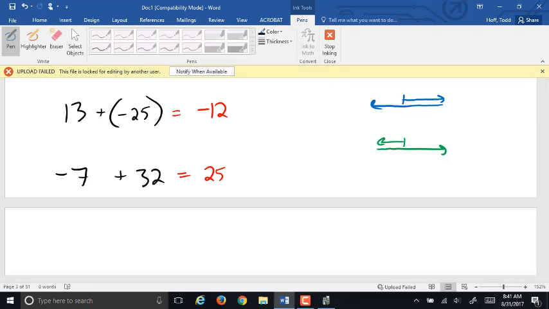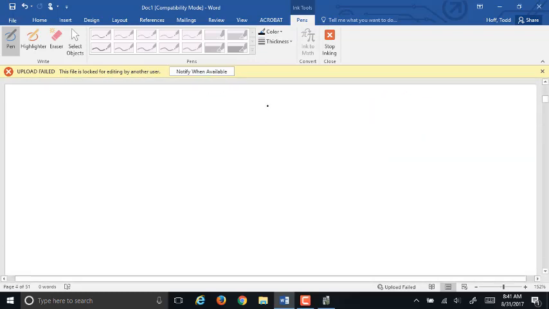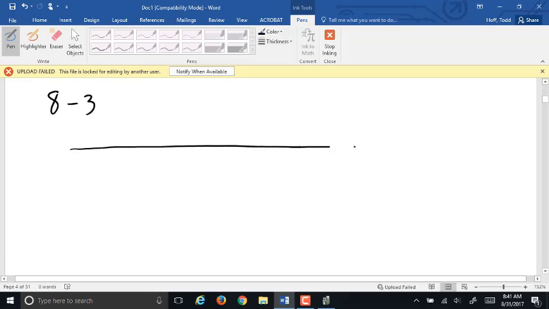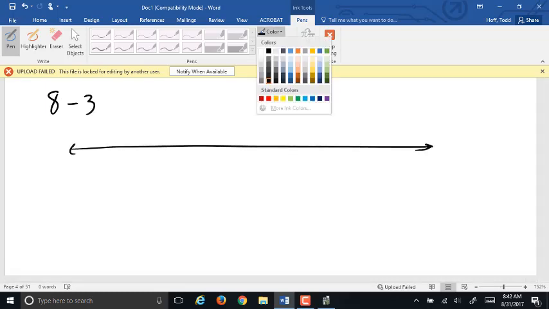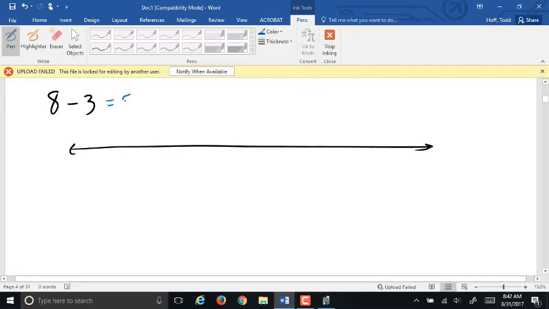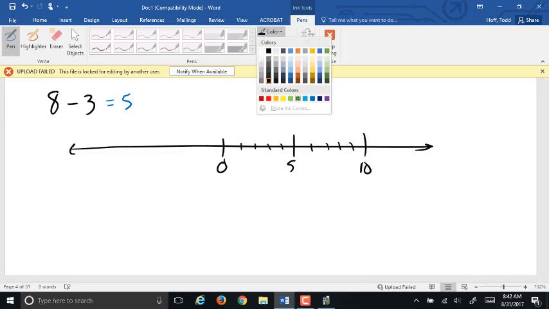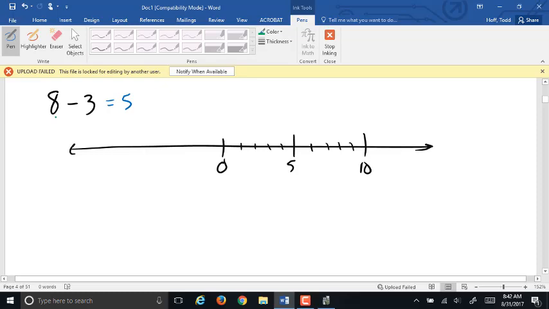Subtraction is where things get ugly. If I give you a problem like 8 minus 3, of course, we all know that the answer to that is 5. If I asked you, though, to give me a diagram on the number line for 8 minus 3, most of us would draw something like this. There's 8, minus 3 goes back to 5 like that.